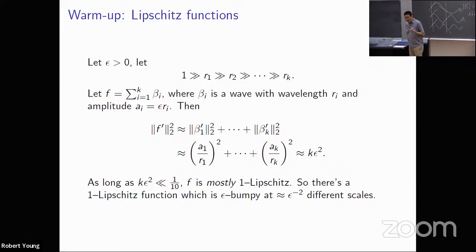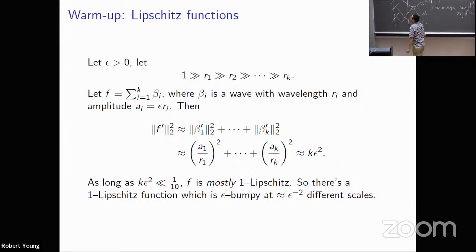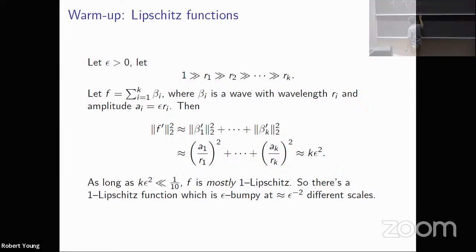And so what this gives you, if you take k as large as possible, if you take k on the order of epsilon to the -2, you end up with a 1 Lipschitz function which has bumps of scale epsilon at roughly epsilon to the -2 different scales. And this is sort of the bumpiest Lipschitz function possible. And so it's arguably one of the most complex Lipschitz functions you can construct.